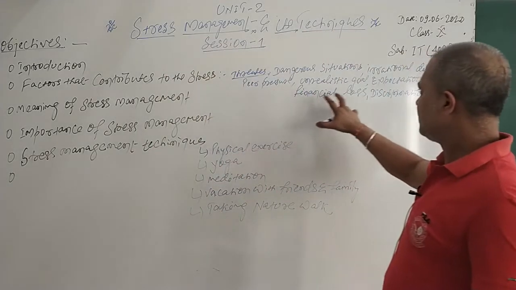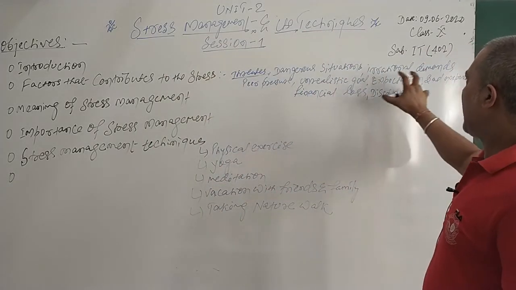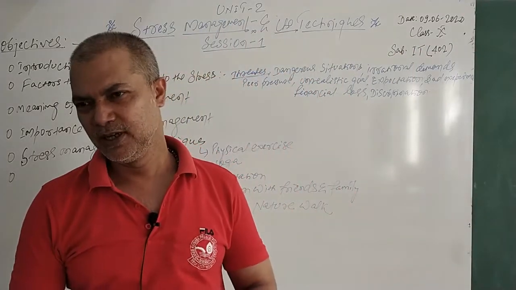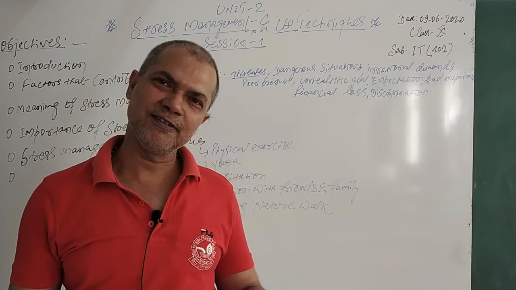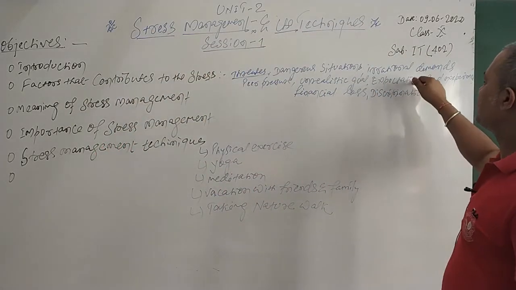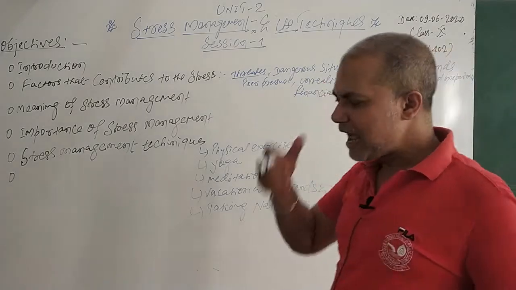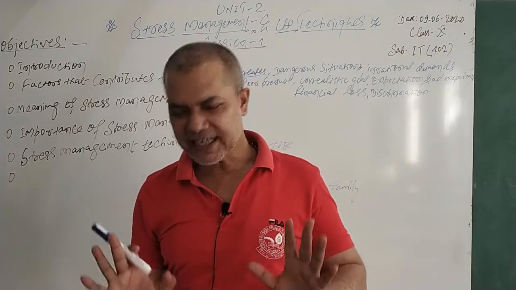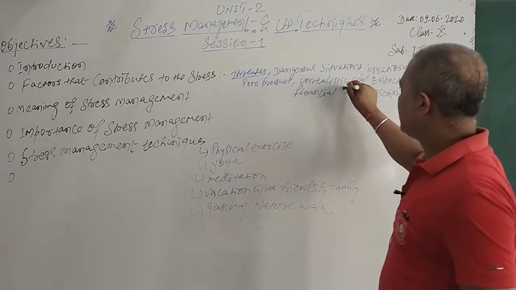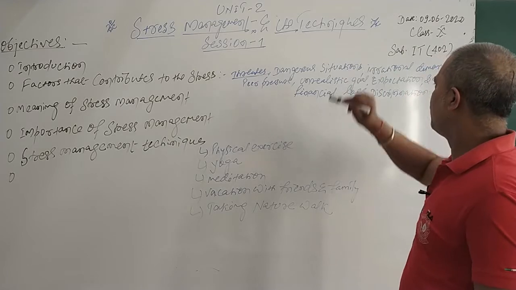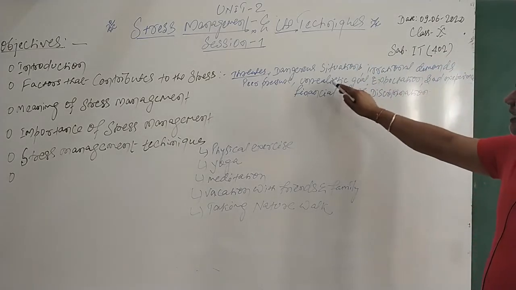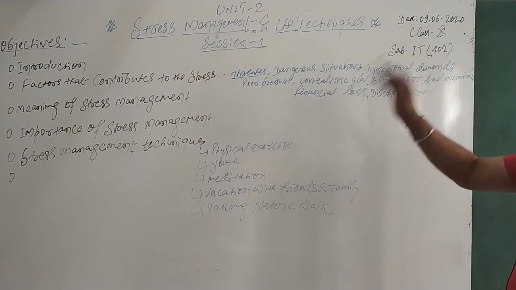And then we have unrealistic goal expectations. Sometimes our parents want you to be a doctor, an engineer, and you don't want that. This is again one of the unrealistic goal expectations. Or sometimes I have my own goal set by me which is not real. Then again it will generate stress in your mind, and so unrealistic goal expectations you should not have.